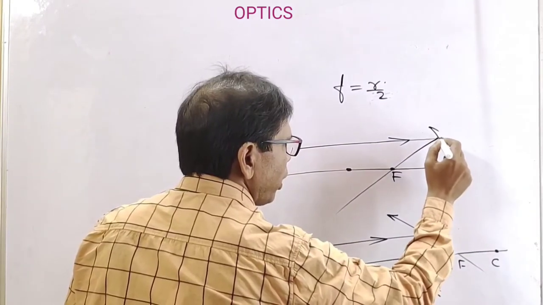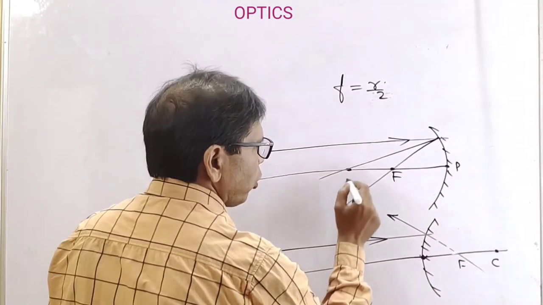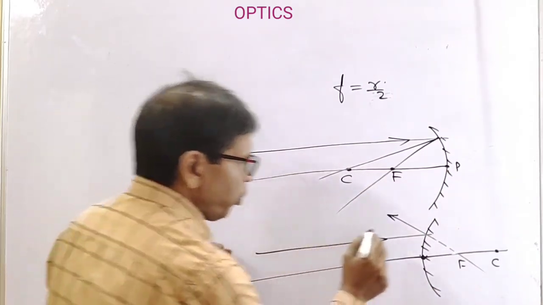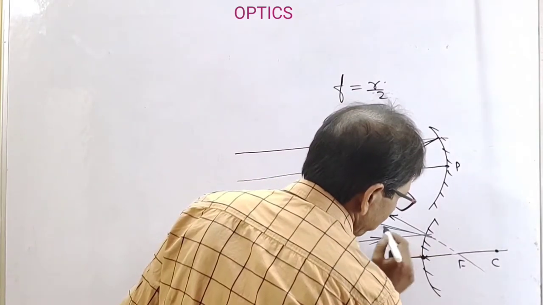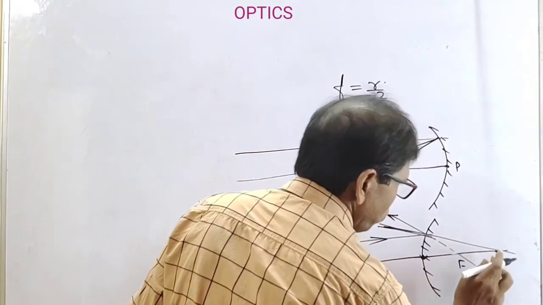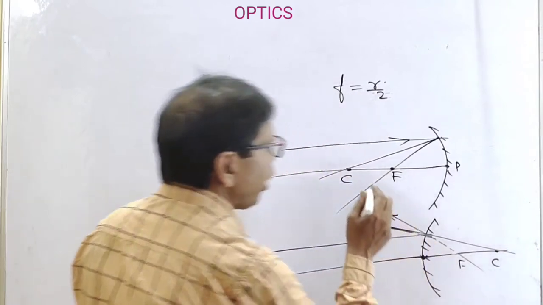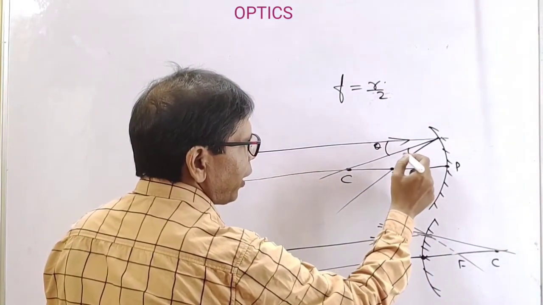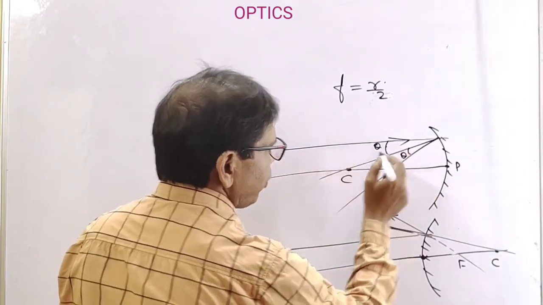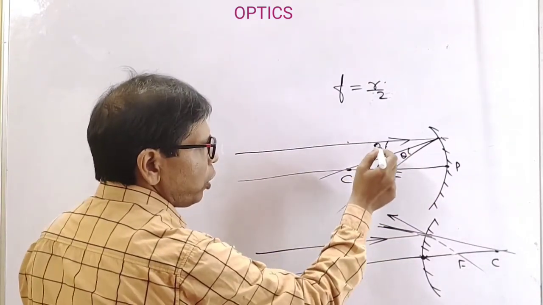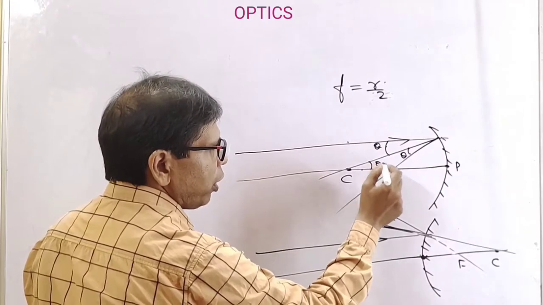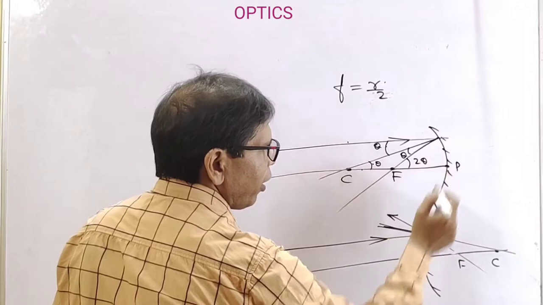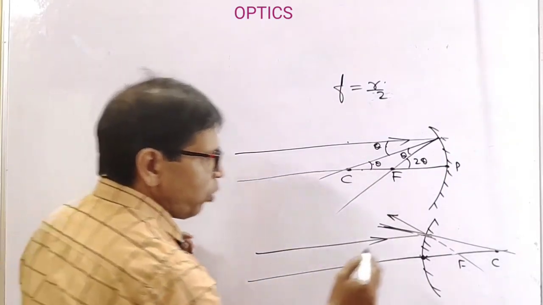Okay, a perpendicular at the point of incidence is drawn. This perpendicular passes through a point C. In the same way, a perpendicular is drawn which passes through the point C. Now look at this. This is the angle of incidence. This is the angle of reflection. And this and this are parallel, so if this is theta, this is also theta. If this is theta and this is theta, so this is 2 theta. Okay? No problem. In the same way, look at this.